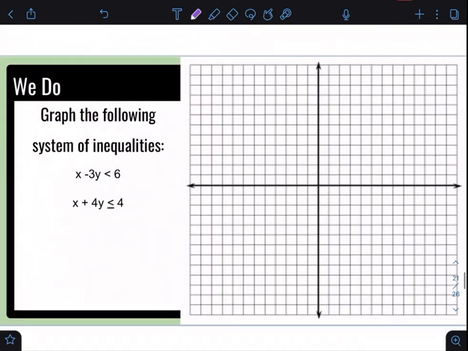Alright, let's try this next one. Ooh, I can't start graphing this until it says y equals. So to make this say y is less than or greater than, I'm going to subtract x from both sides. That will give me negative 3y is less than negative x plus 6. Then divide by negative 3. Because I'm dividing by a negative, I need to flip my inequality symbol. Then it'll be 1 over 3x minus 2.